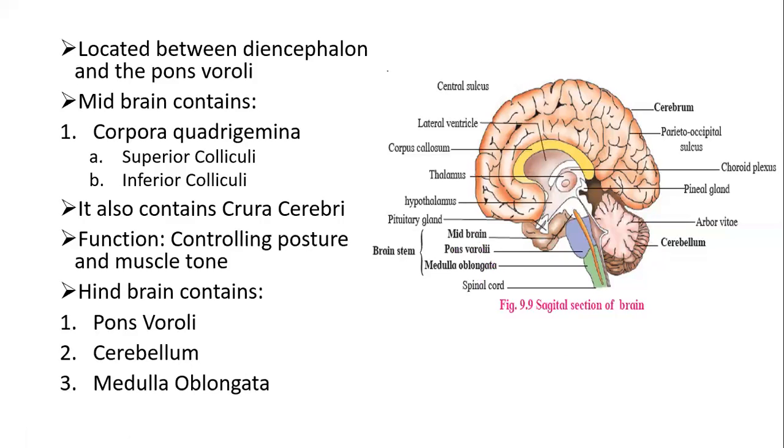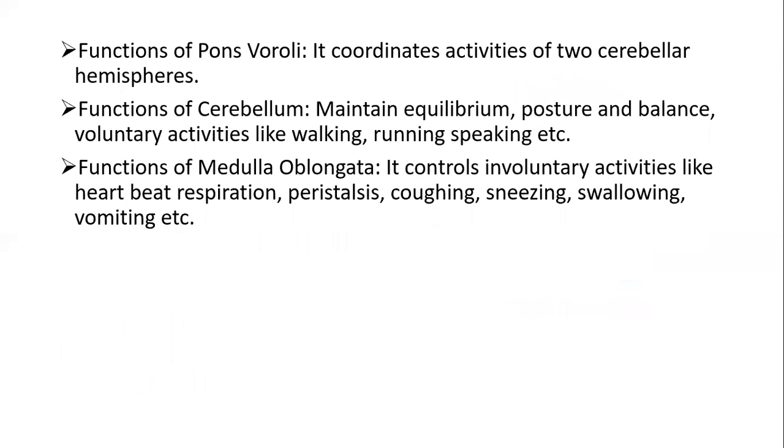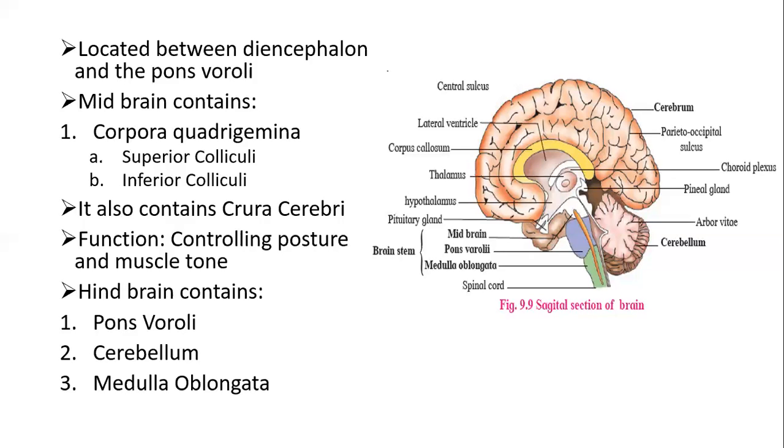These three parts are known as brain stem, that is pons varolii, cerebellum and medulla oblongata. The posterior region of the brain, which is known as hindbrain, as we have seen, consists of three parts.